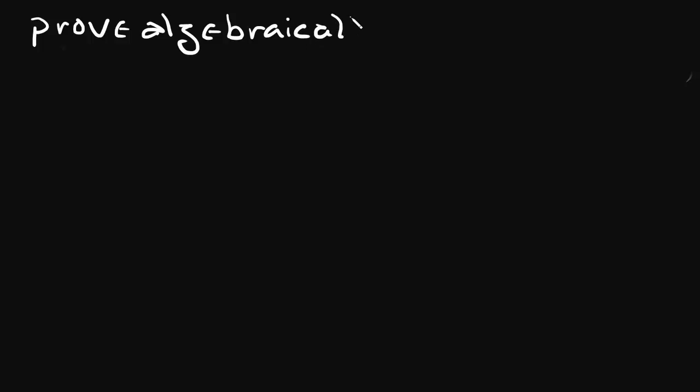In the previous video, we dealt with odd and even functions, but you may be asked to prove algebraically that a function is odd or even. Now you'll remember that the definition was if the function was even, that meant that f of x was equal to f of negative x.